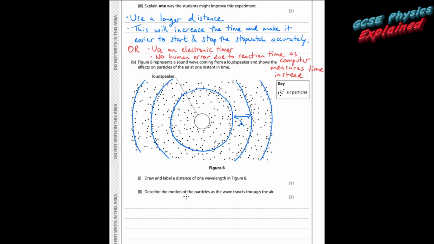Part 2. Describe the motion of the particles as the wave travels through the air. Right, well, it's a sound wave, and sound wave is longitudinal.